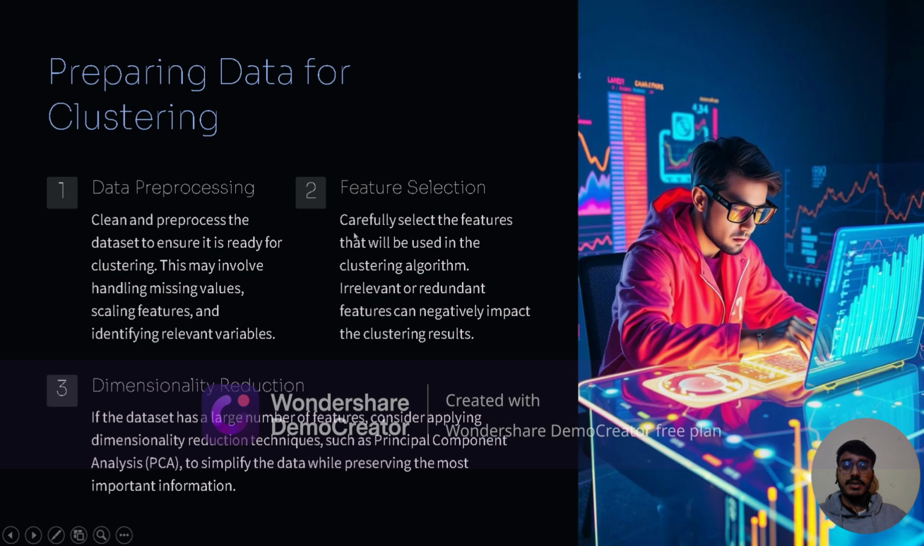Second, feature selection. Carefully select the features that will be used in the clustering algorithm. Irrelevant or redundant features can negatively impact the clustering result. Third, dimensionality reduction. If the dataset has a large number of features, consider applying dimensionality reduction techniques such as principal component analysis to simplify the data while preserving the most important information.